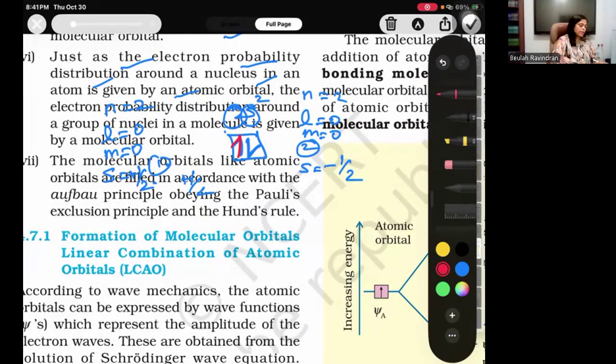So this is what the Pauli exclusion principle states: no two electrons can have the same identical quantum numbers. They differ only in spin. Okay, this and all you have to understand.